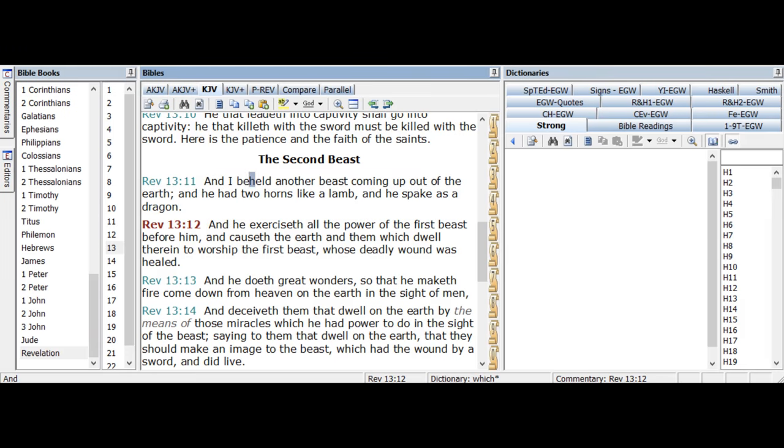Okay, again, it says, and I beheld another beast, the second beast, coming up out of the earth. He had two horns like a lamb. Who is a lamb in the Bible? Jesus Christ, the Lamb of God who takes away our sins. So he had two horns like a lamb, and the lamb is Christ. So this would be a Christ-like nation.